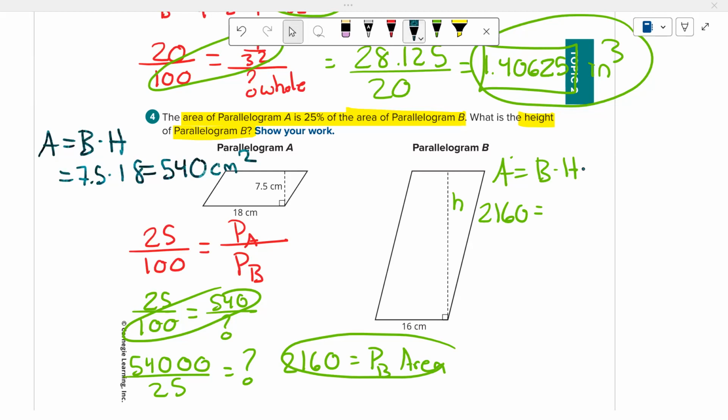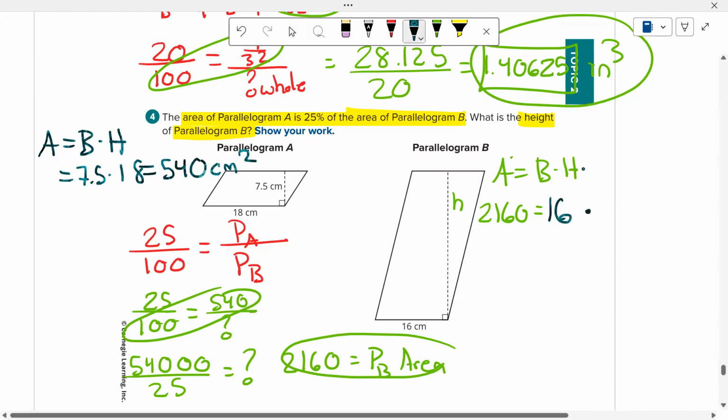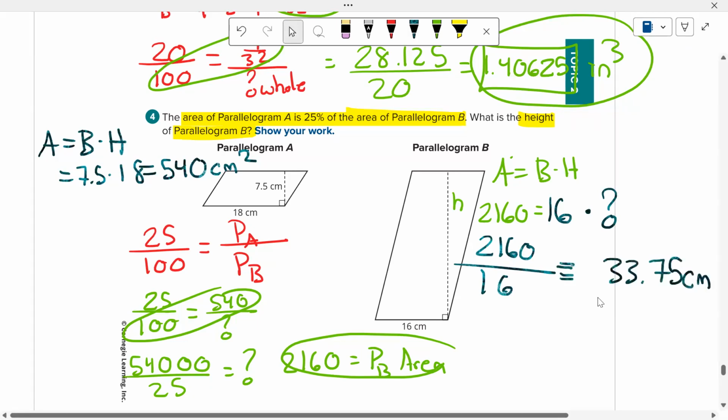Okay, here we go. The base is 16, and the height we don't know, so that's mystery. So how do we solve this? We just divide. So when we do the math, we're gonna get 33.75 centimeters.